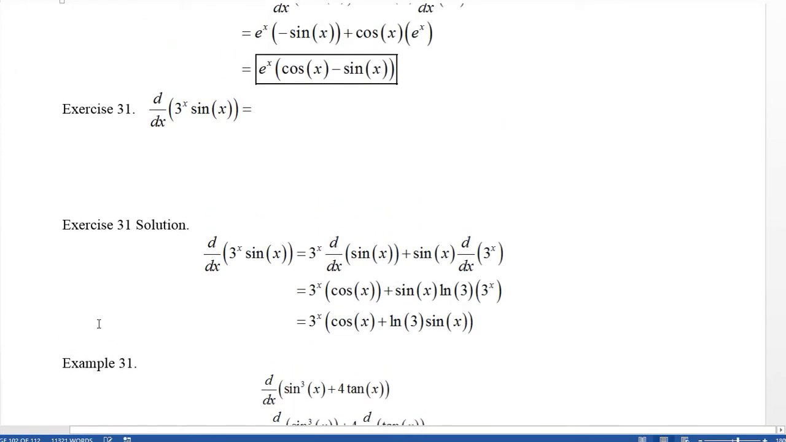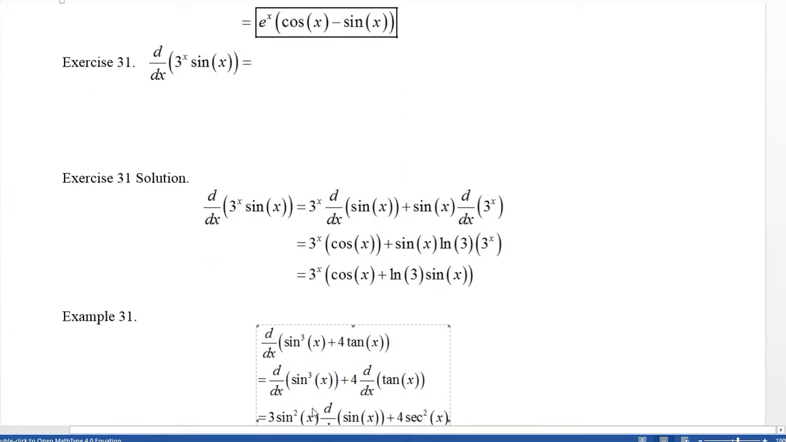Alright, here's another example. And see if you can work this one out as well. The derivative of sine cubed x plus 4 times tangent of x. And you want to try to maybe leave your answer in kind of a factored form if you can get it there. Okay, go ahead and work this one. Press pause now. Okay, you're back. Let's see what we got.